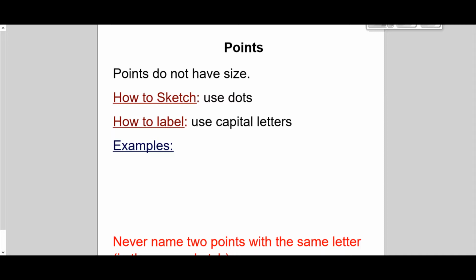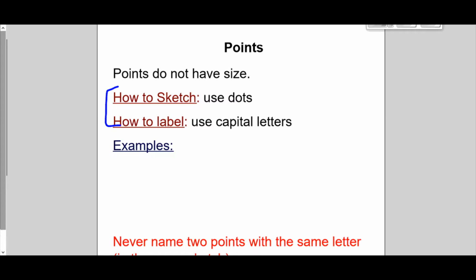So this is the definition. A point just does not have any size. The way we sketch, so you don't need to write this part out, how to sketch? You sketch it using a dot and a capital letter. So you will want to write down the examples.